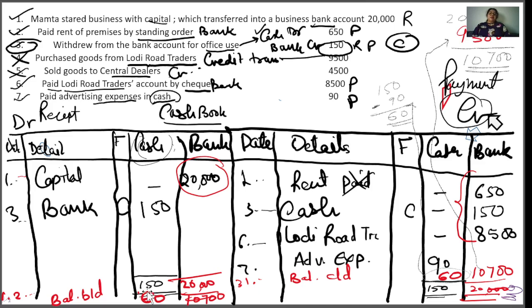Now, what happened? This is the question. As per this question, the carried down will be on the credit side. Sometimes in a question, you will get both carried down on the debit side, or one carried down in the debit and one carried down in the credit side. So it depends on the question and the figure given in the question. So I hope this is clear.